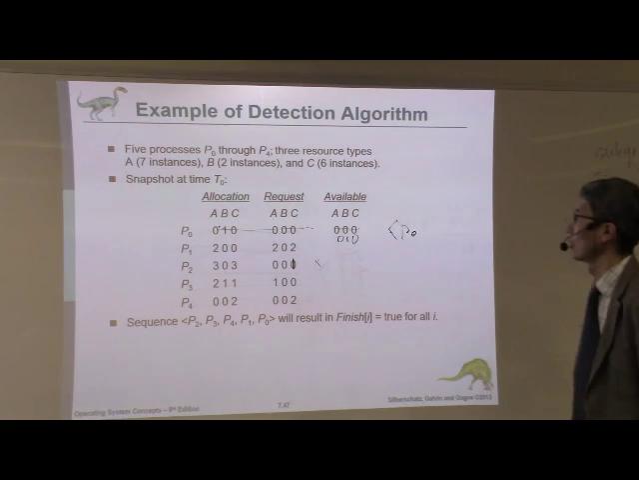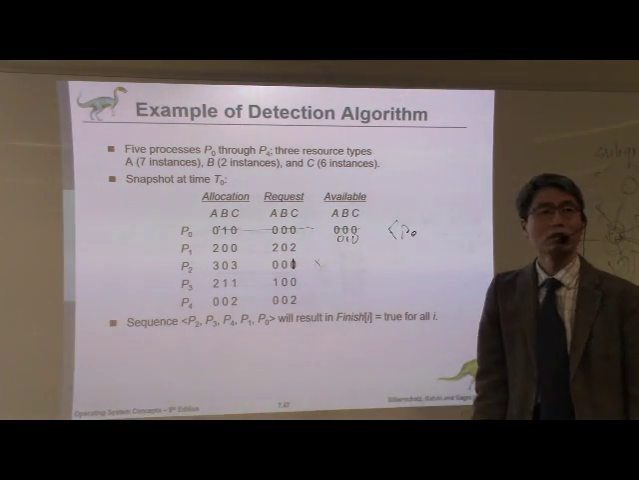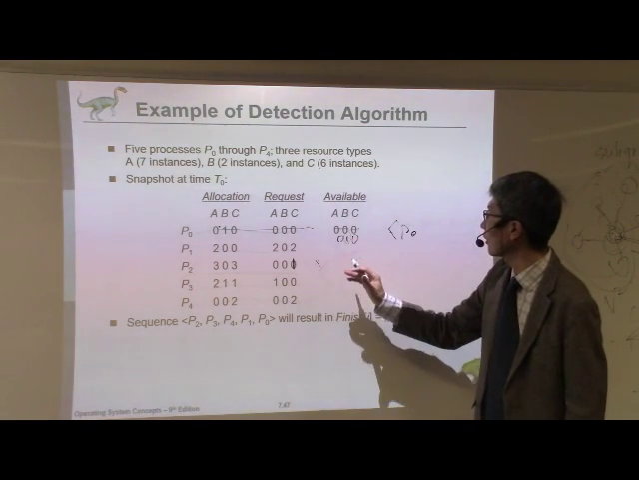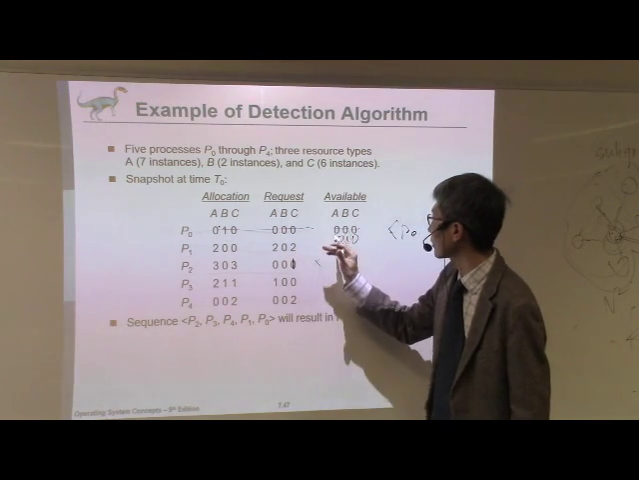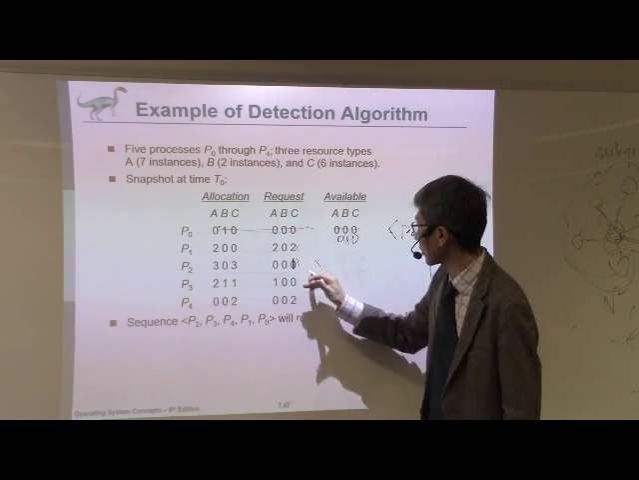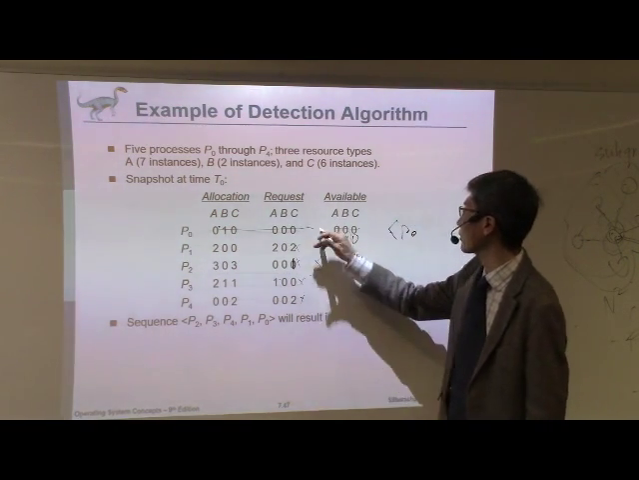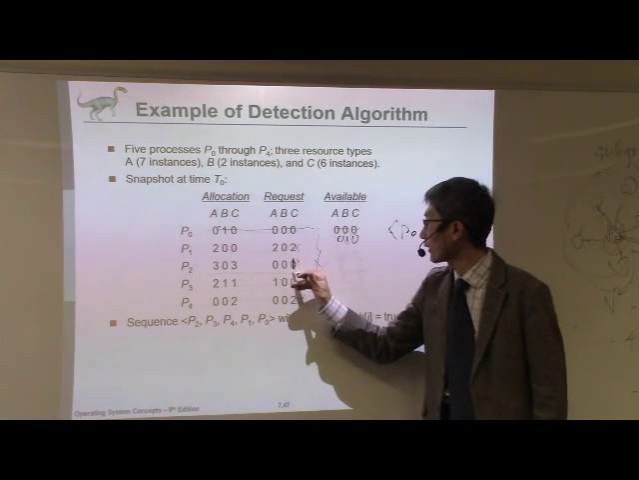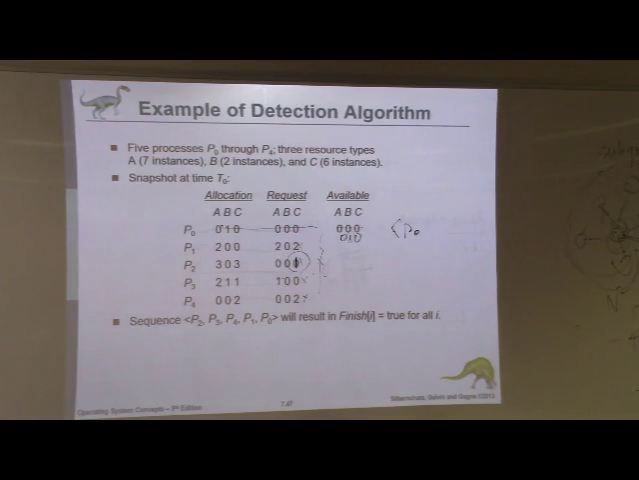So P0 is done. Which one? Anyone available? No one. So we have only one of the B. So this one is the 2 of A. So this is not possible. This one needs 1 of C. This is not possible. 1 of A, not possible. 2 of C, not possible. So because of the request, this is the unsafe state. So there should be deadlock.